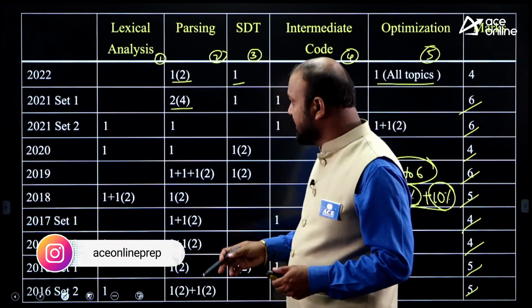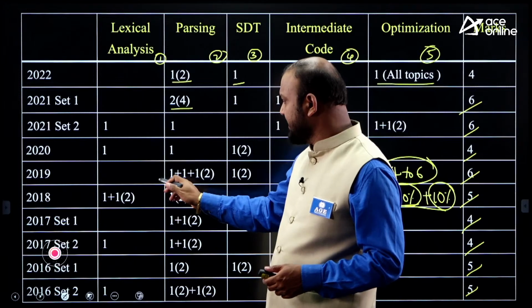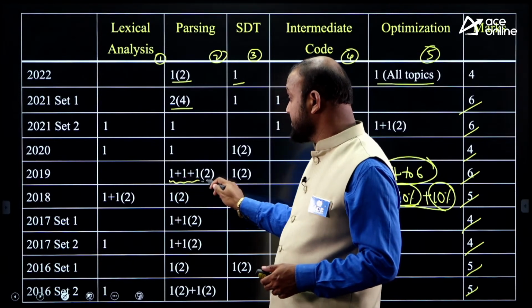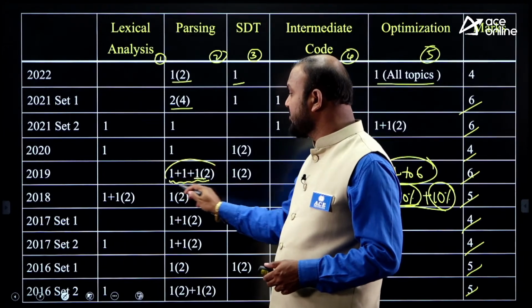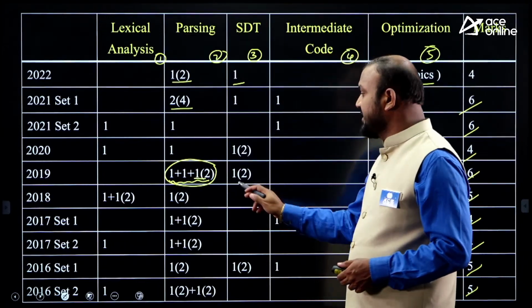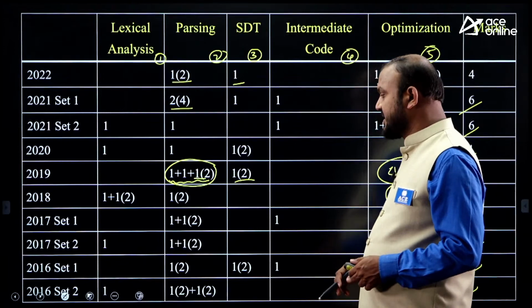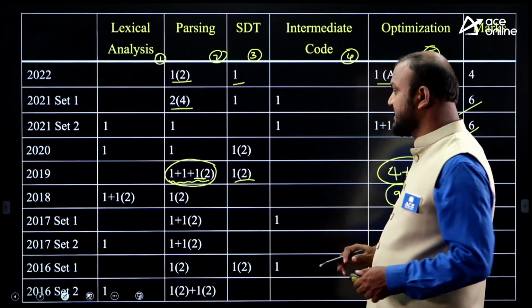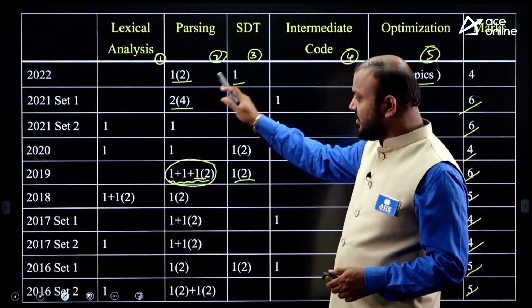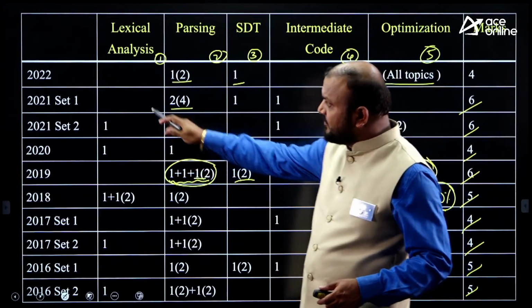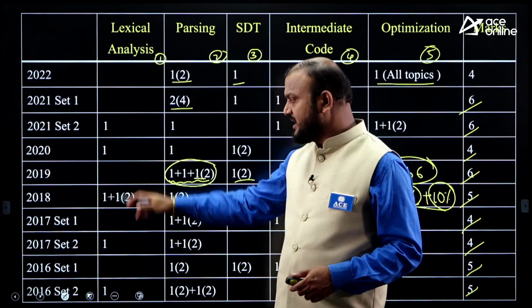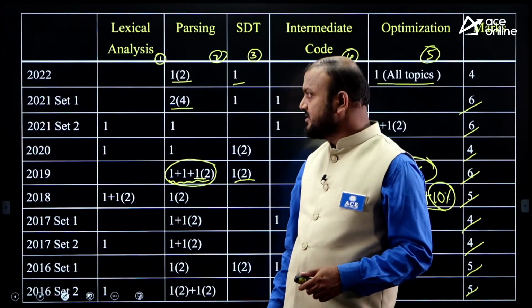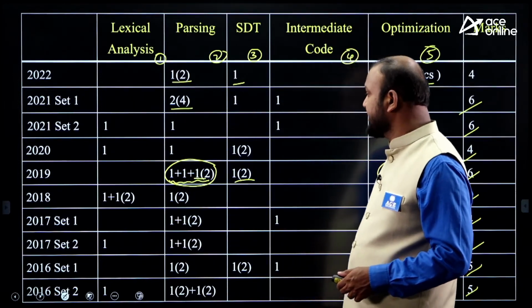Now look at 2019. There are 3 questions, two 1 mark questions and one 2 marks question, totally 4 marks from parsing, and one 2 marks question from syntax directed translation, right? And totally 6 marks. Just observe in all of these, questions from lexical analysis are rarely asked, but it is not completely ignored; you can expect 1 mark questions.